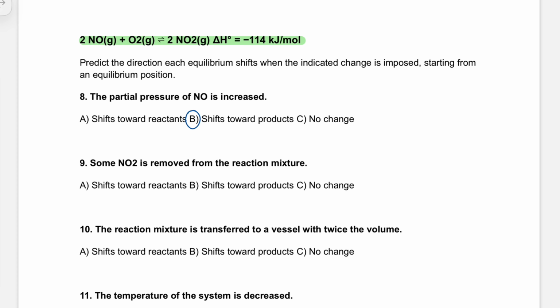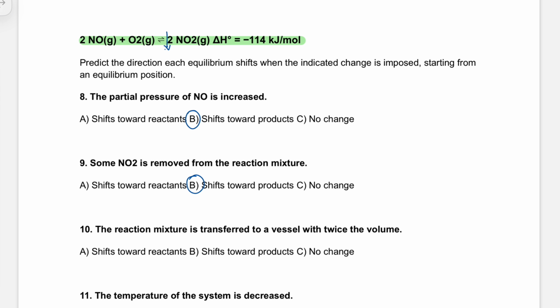Next, some NO2 is removed from the reaction mixture. So this will decrease. So if we remove some NO2, the equilibrium is going to want to shift so that we make up for the NO2 that is removed. So it's going to make more NO2 by shifting towards the products. So it's B again. Next, the reaction mixture is transferred to a vessel with twice the volume.